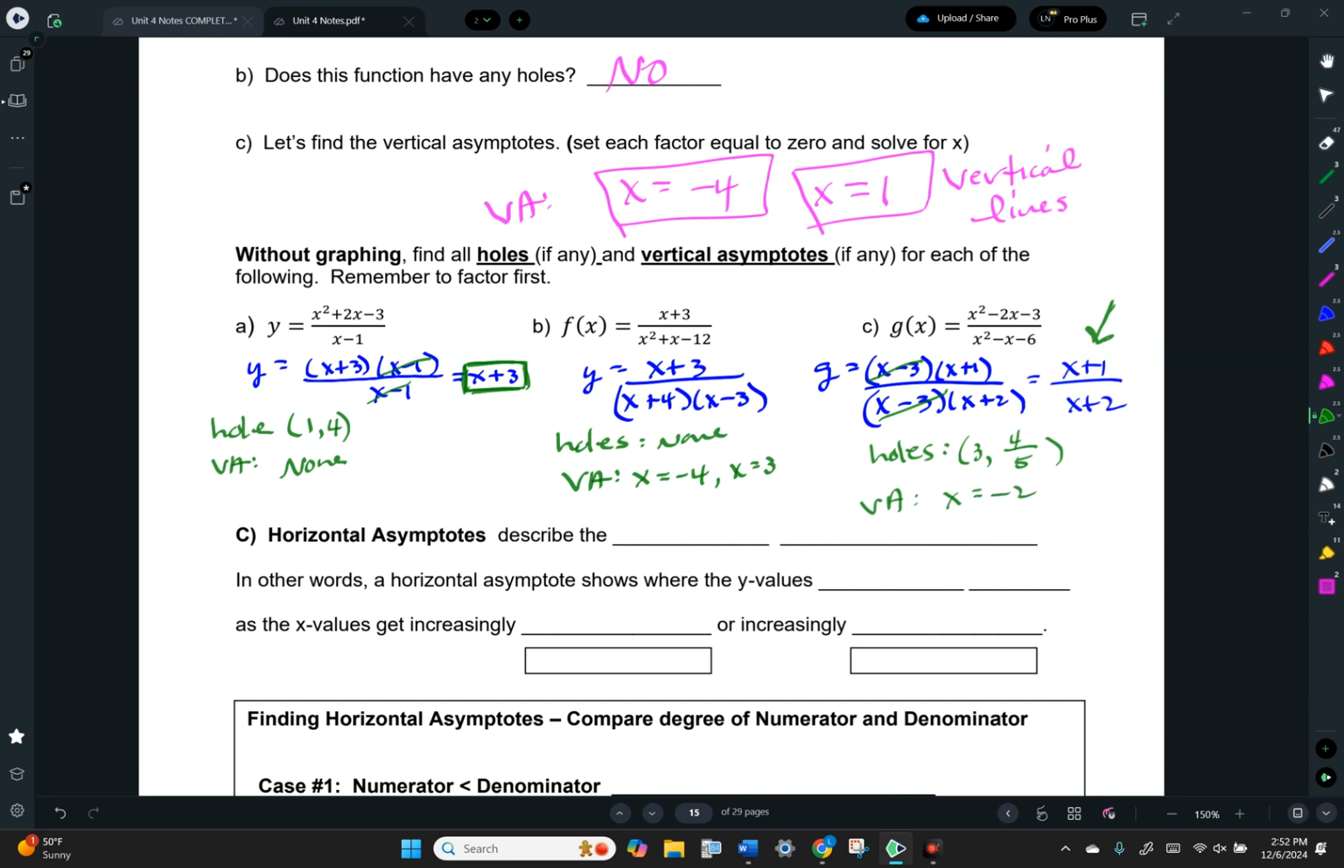So what I was trying to show here is it might be that you have a hole but not a vertical asymptote. It might be that you have no holes but you have multiple vertical asymptotes, or it might be that you have both holes and vertical asymptotes. You can have multiple of both or none of both. Okay? So that's vertical asymptotes.